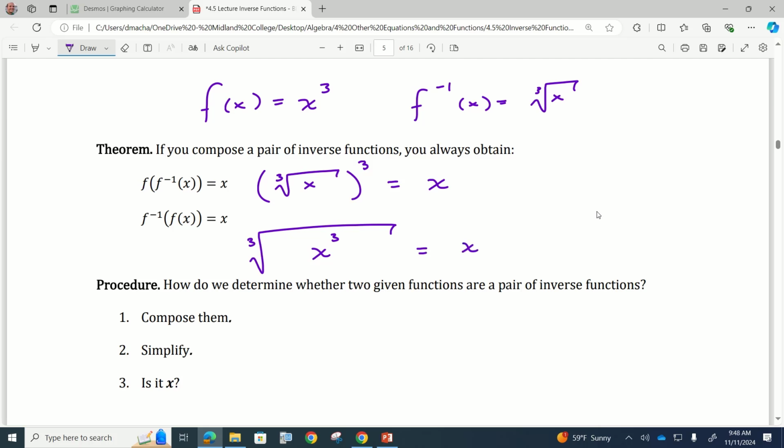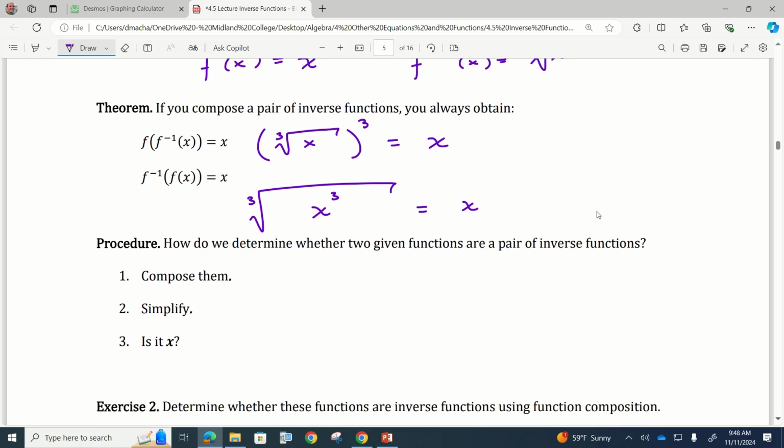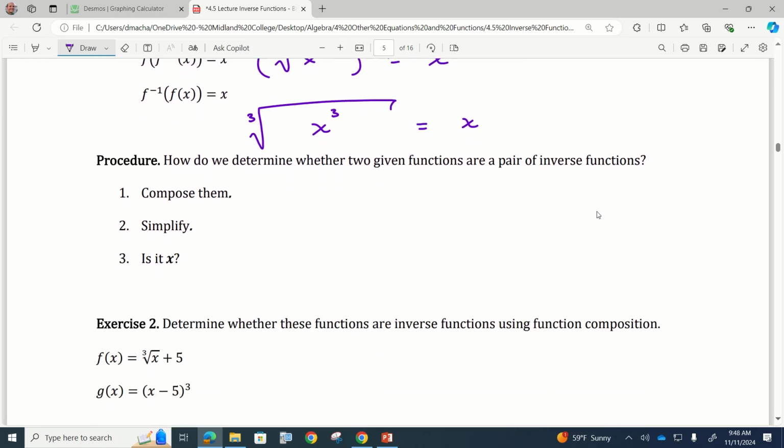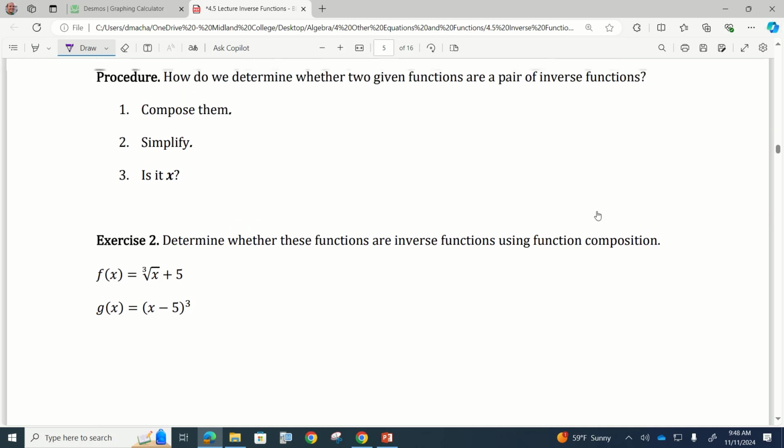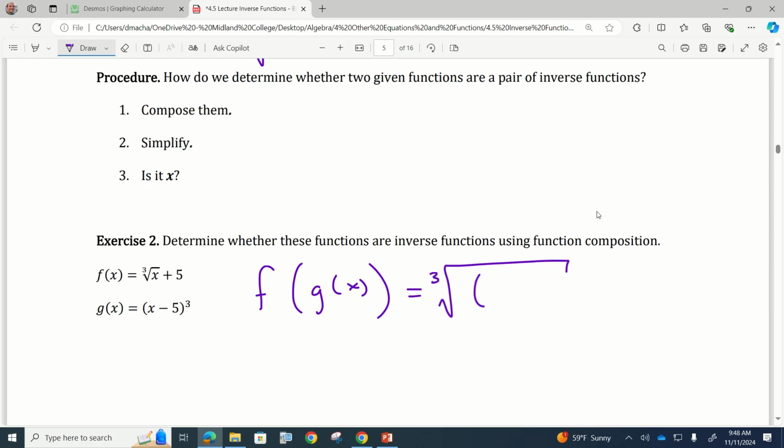Okay, so how do we determine in general whether two functions are a pair of inverse functions? Well, you could compose them, simplify as much as possible, and then ask yourself, is this x? So real quick, if I want to determine if these functions f and g are inverse functions, let's compose. Let's say f of g of x. Well, that would be the cube root of x minus 5, cubed, plus 5.